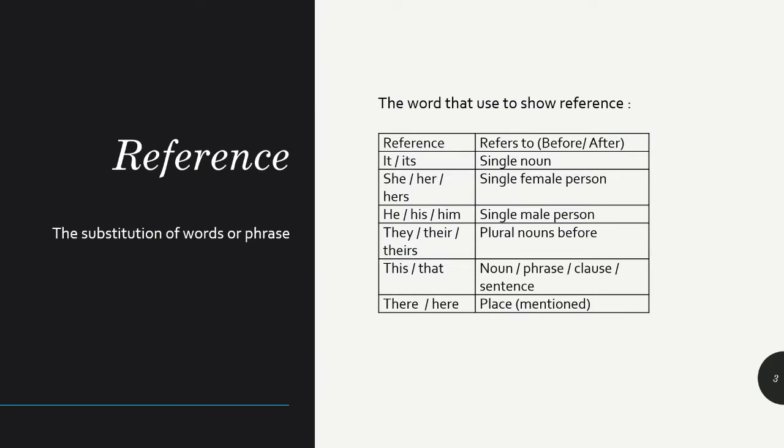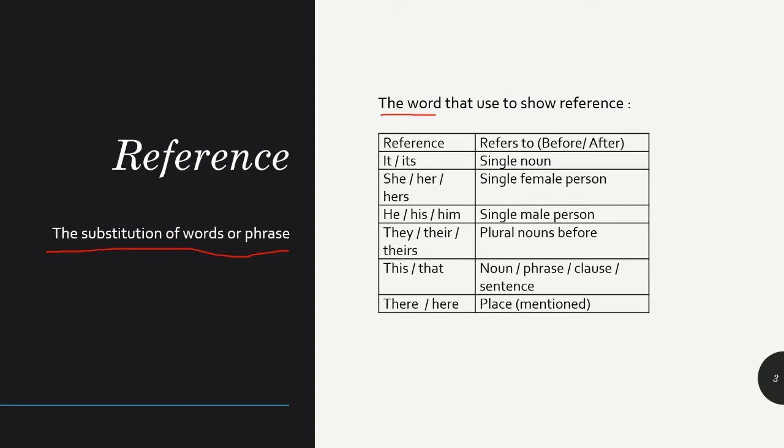What is reference? Reference is a relationship between objects in which one object is designed or acts as a means by which to connect to or link to another object. Or we can make it simpler: reference is the substitution of a word or phrase. So, to show reference in a sentence, we can use some words.